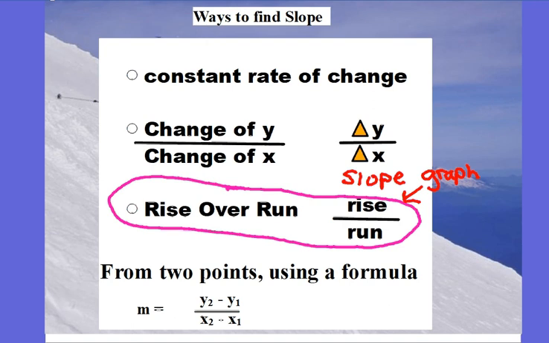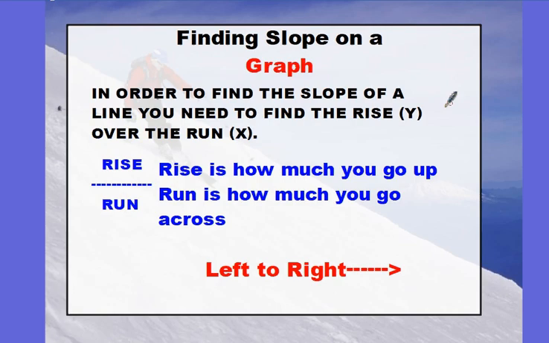Okay? Alright. Again, the definition of rise over run is the rise is how much you go up. Okay? Again, we always start from left to right. So we're going to go up on our graph, and then we're going to run, which is how much you go across. Okay? So that should be our process. From left to right, always on the graph.